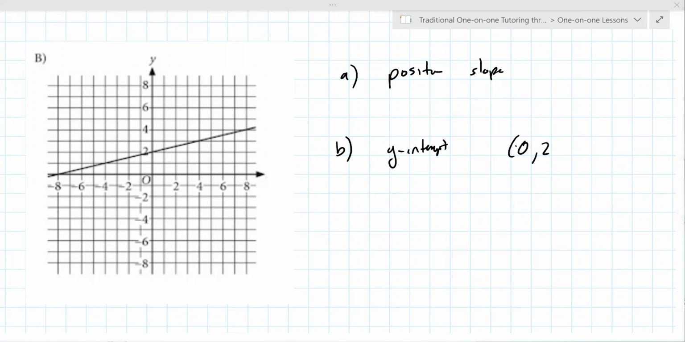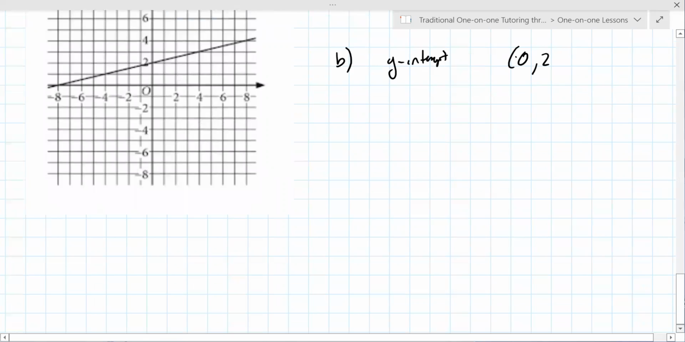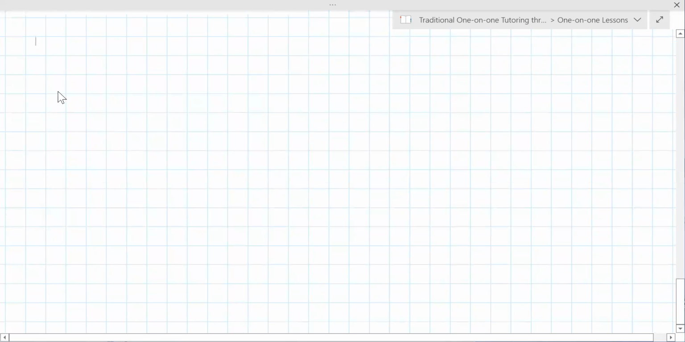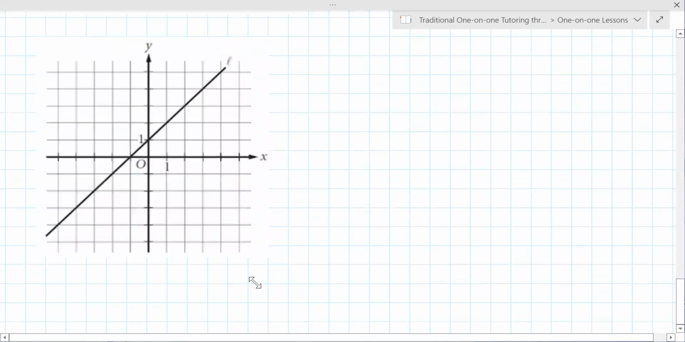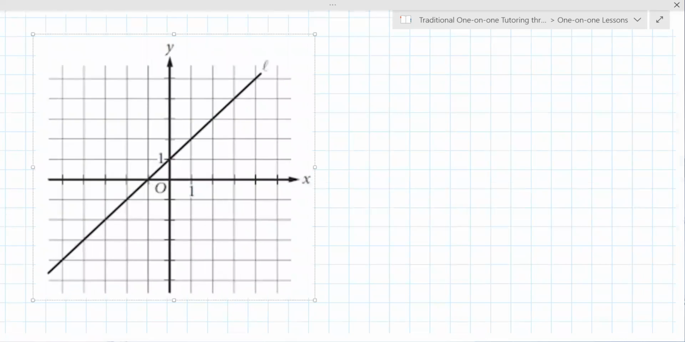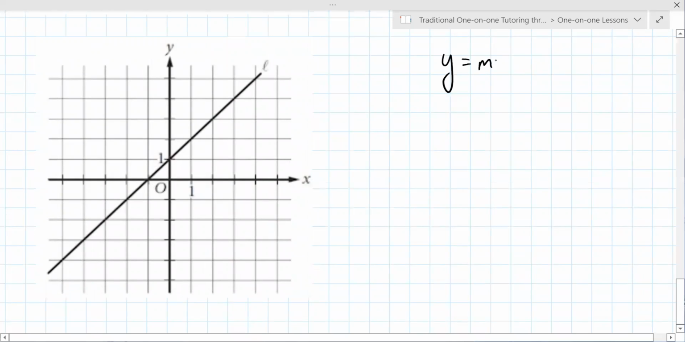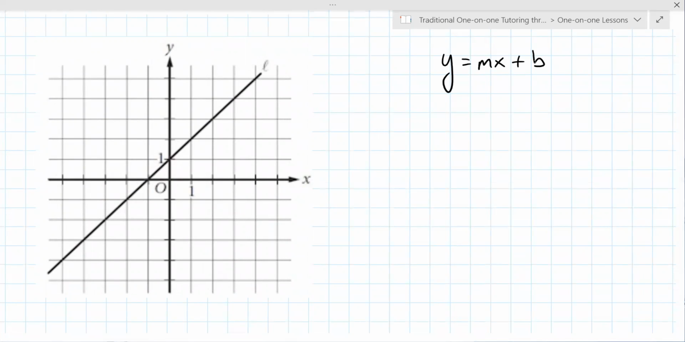Okay, let's look at a new question here. So I'm going to give you the graph and we're going to write the equation of the graph. Okay, so y equals mx plus b. What is the equation of the graph here? What is the slope and what is the b value?